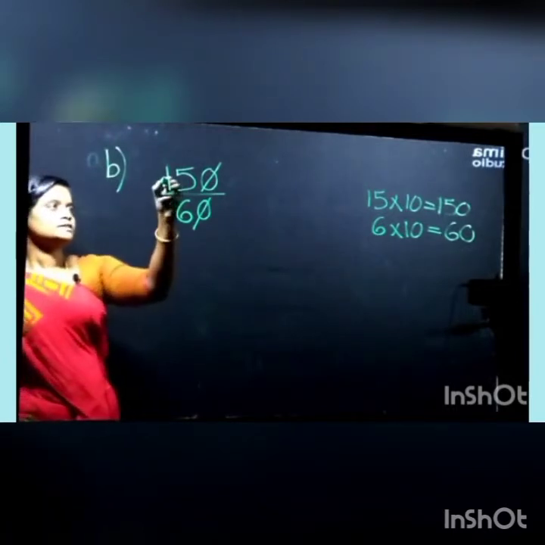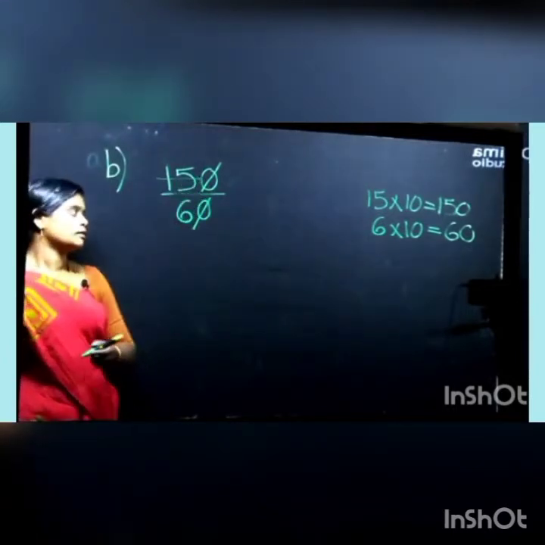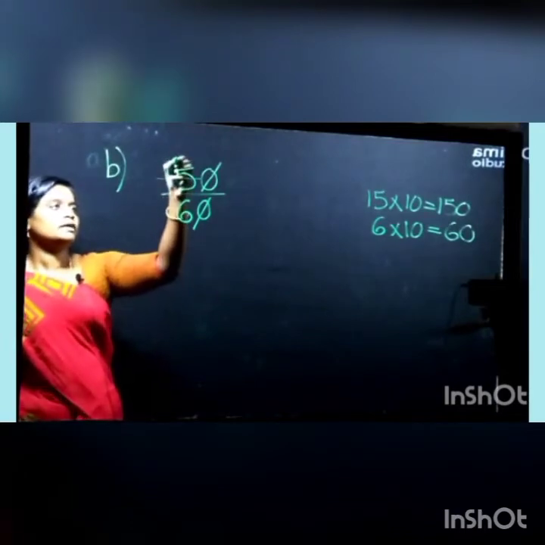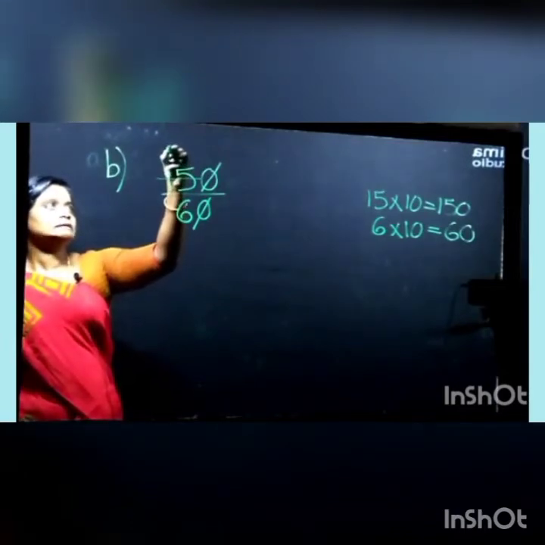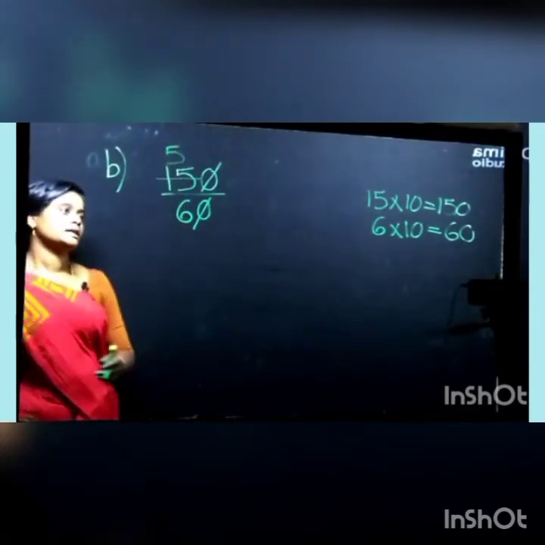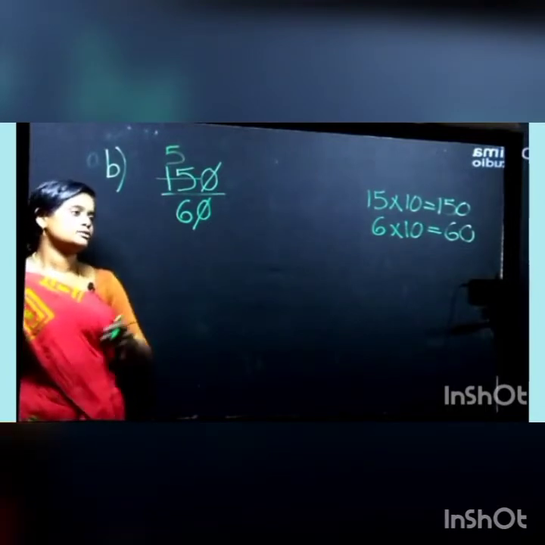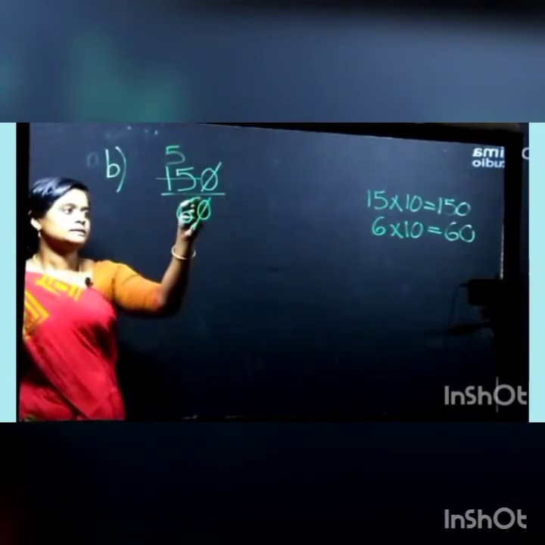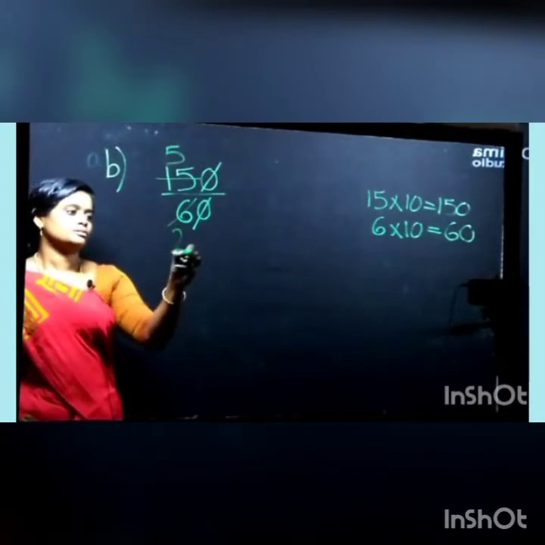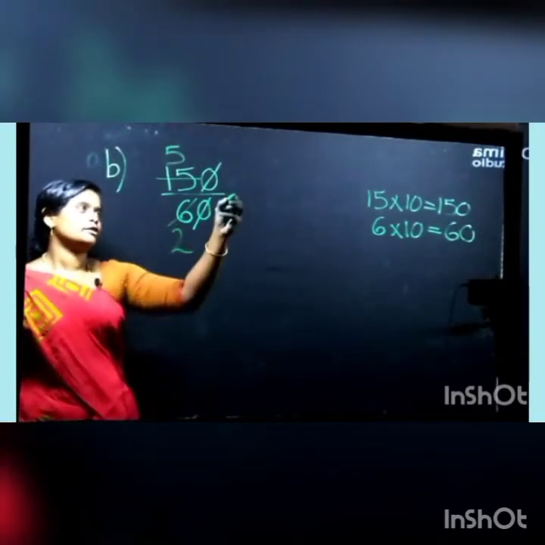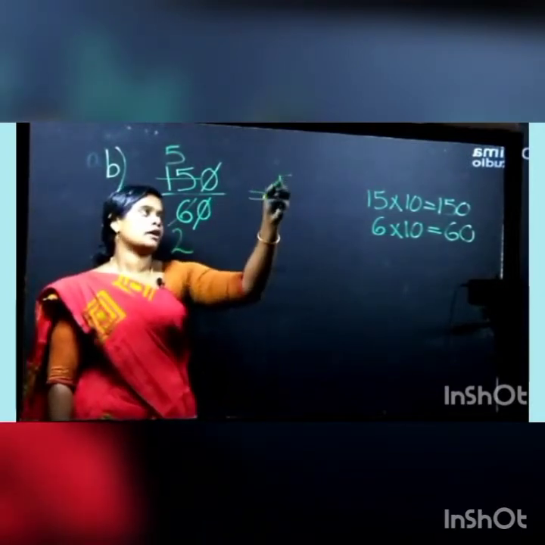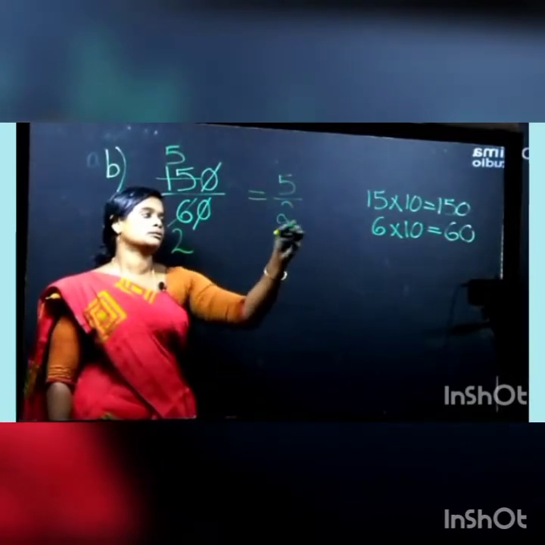For that, first cut this 15. 5 3s are 15. We cut 15 and write 5 here. Next, we know that 2 3s are 6. So, we cut this 6 and write 2. Hence, our new fraction is 5 by 2.